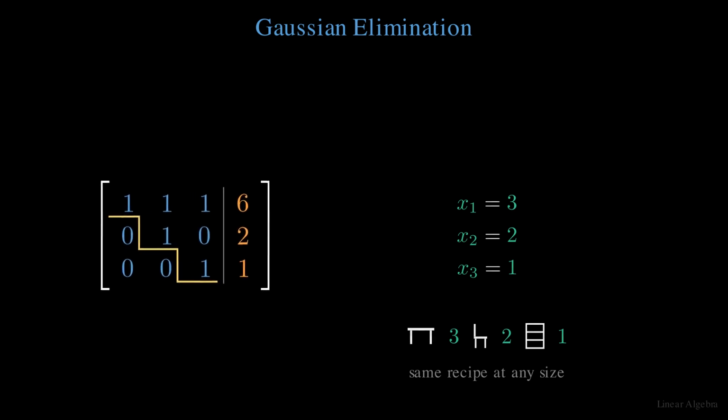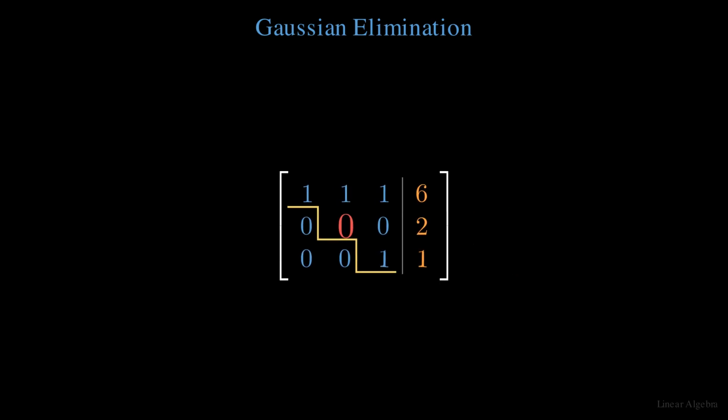One warning, though. Our elimination went smoothly. But what if a pivot turns out to be 0? Or a whole row of zeros appears? Sometimes there is no solution at all. And sometimes, there are infinitely many. That is the next video.